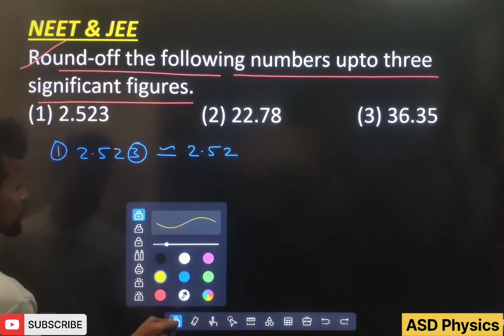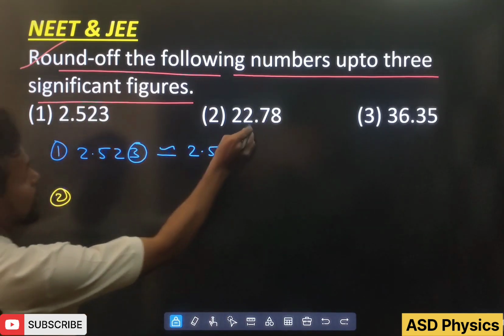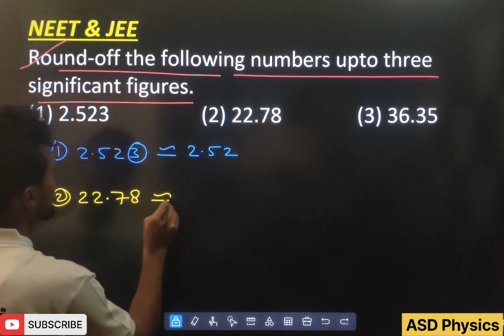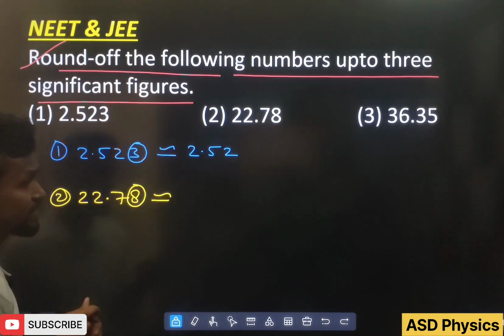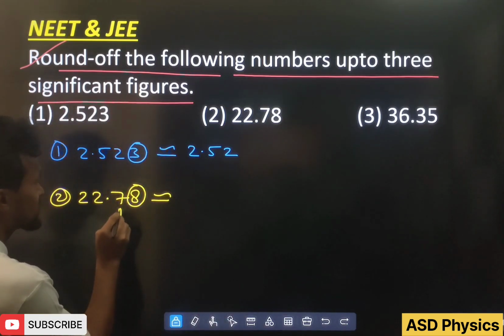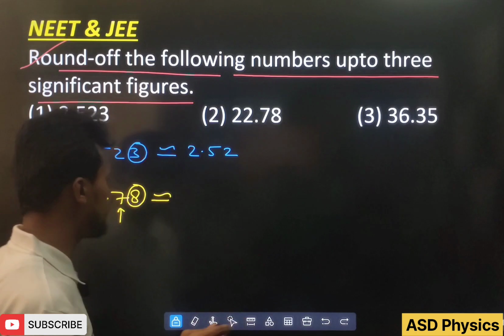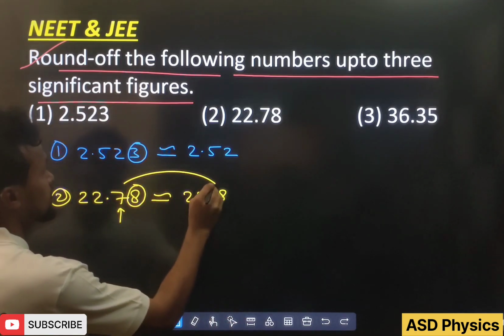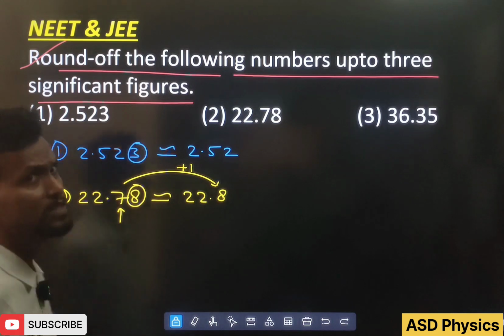Great. Next one is 22.78. Here this uncertain digit is more than 5. That means the preceding digit will be increased by 1. That means this will become 22.8. This 7 will become 8. We will add plus 1.